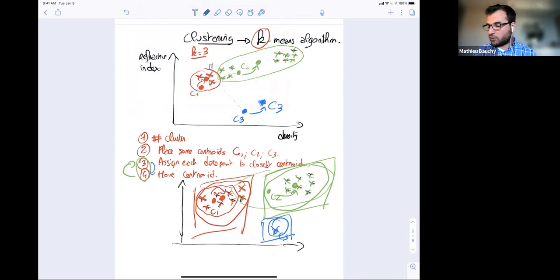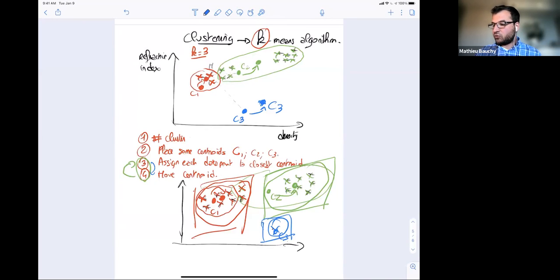As you go from step 3 to step 4, you assign all the data points based on the closest centroid, and then you see if the centroid is changing or not. At some point, you will reach a point where the centroid is not changing. You have a stable case where you have found groups of data points that look close to each other. All the red points are close to each other. All the green points are close to each other. And you have this blue point that looks far away from the others. So that's the idea of the clustering algorithm using k-means.